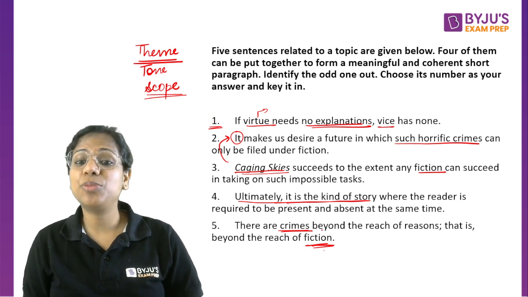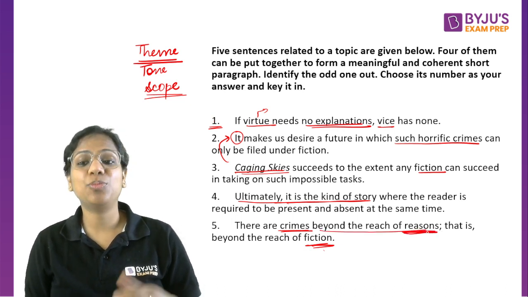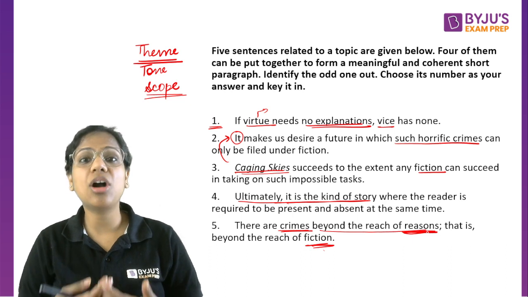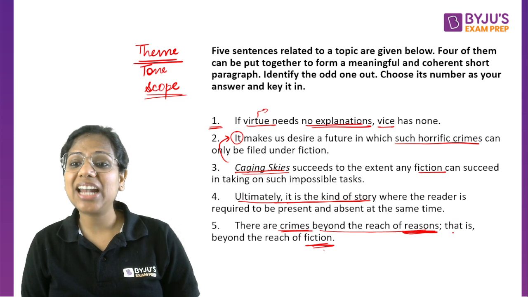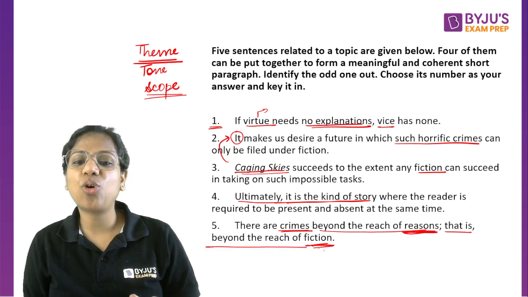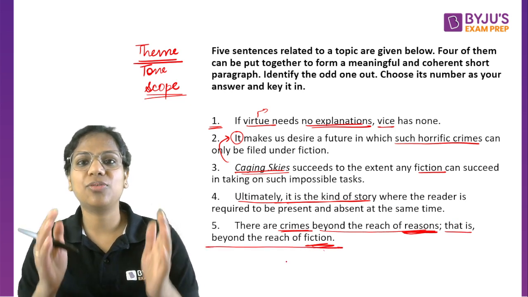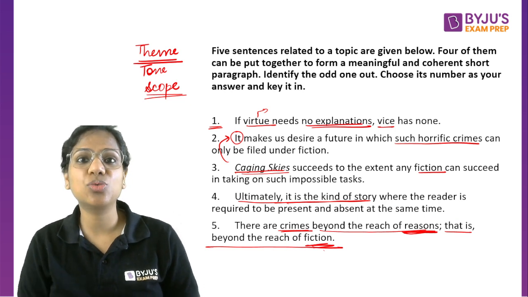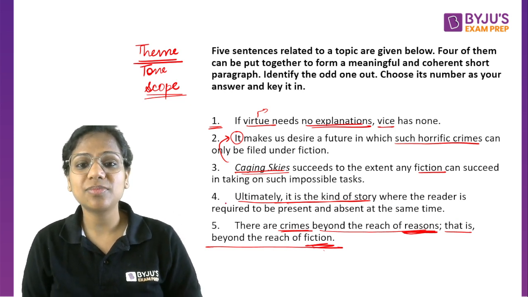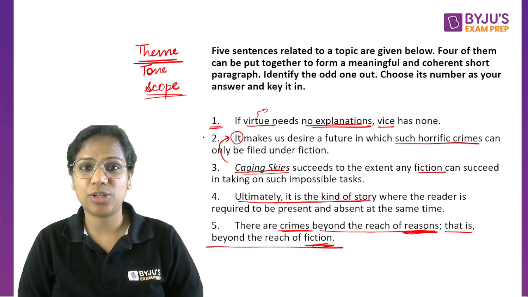There are crimes beyond the reach of reasons, beyond the reach of explanations. You can't explain some crimes, you can't explain them away. And that is why they are also beyond the reach of fiction. A fictional author cannot write about them. Okay, they are such gruesome crimes, perhaps. So actually 1 and 5 belong together. 1 is not the odd sentence out in this.